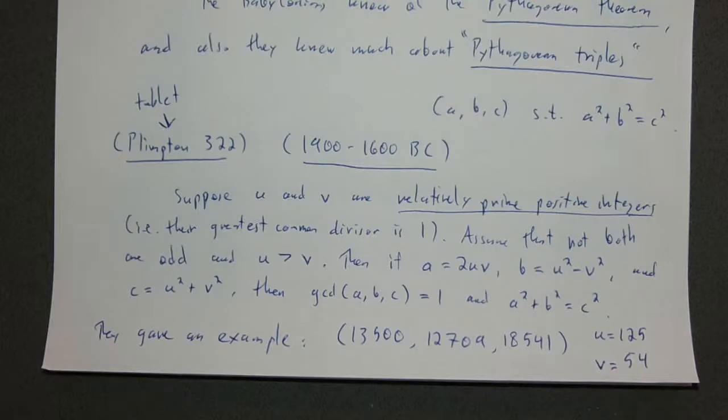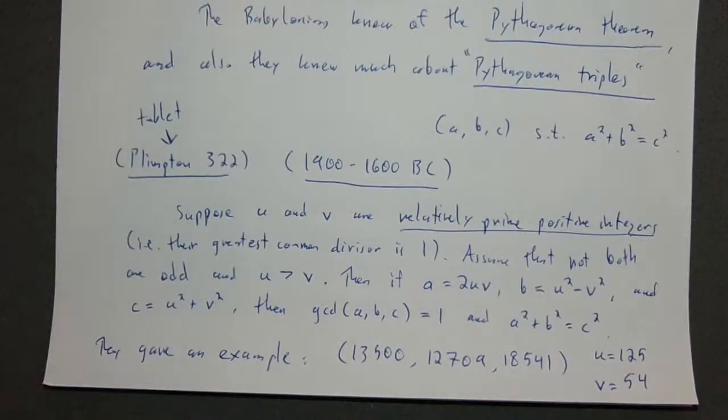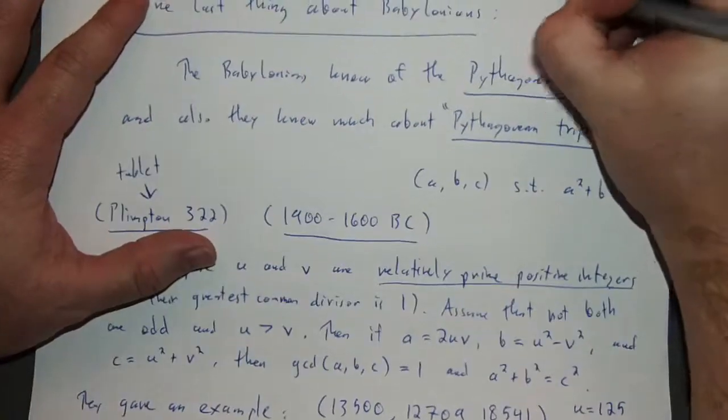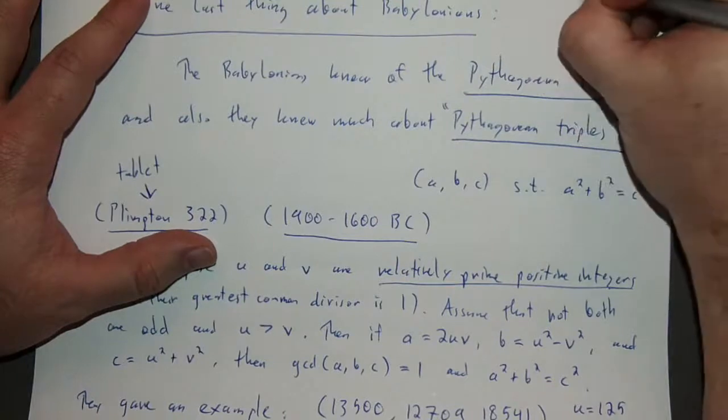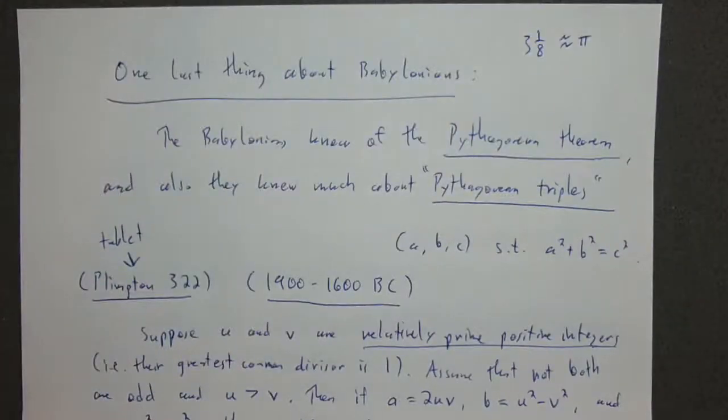And so that's that. One last thing. I know that I said that this would be the last thing. So the Babylonians also used 3 1/8 as an approximation for pi, which isn't too bad.